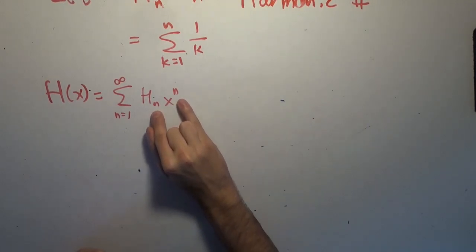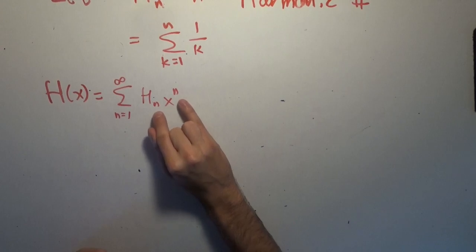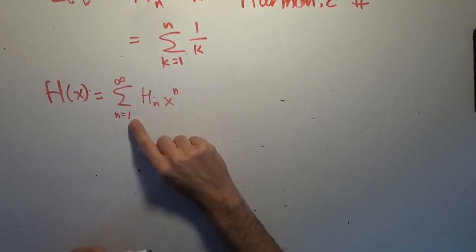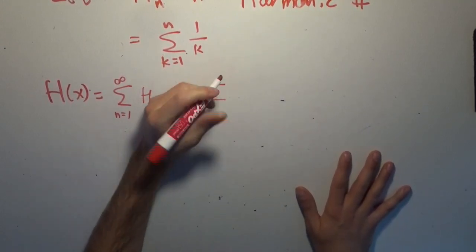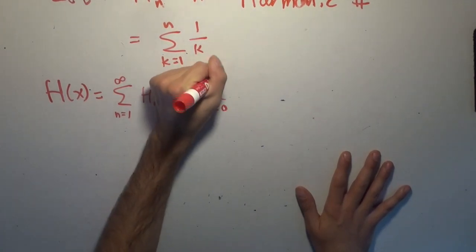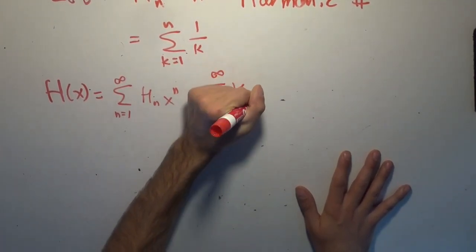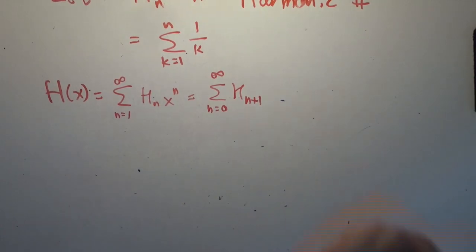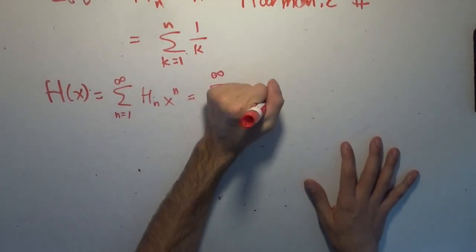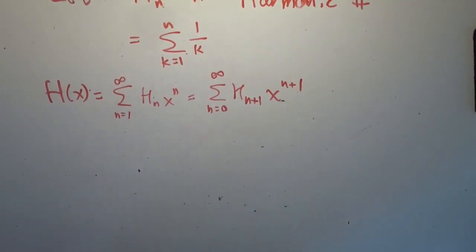I'm sorry, I'm going to add 1 to the n so that this one has to go down by 1. So this is going to be equal to the sum from n equals 0 to infinity of H sub n plus 1, the n plus first harmonic number, times x to the n plus 1. But what is the n plus first harmonic number? Well, it's the previous harmonic number plus 1 over n plus 1, right?